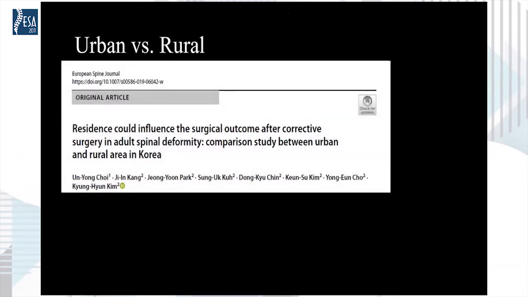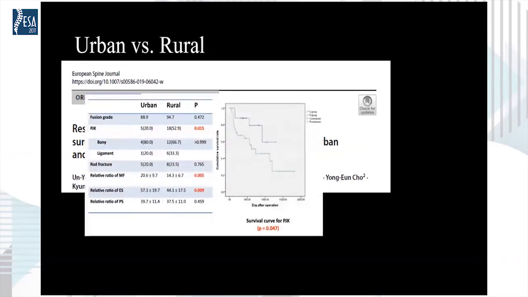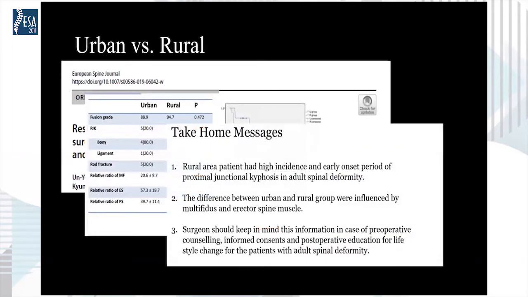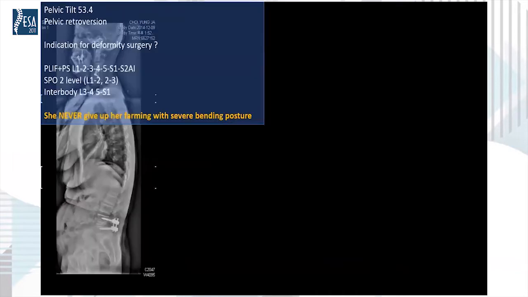Circumstances such as rural or urban lifestyle after surgery are very important factors, especially in East Asian countries. According to our articles about this matter, rural patients have a higher rate of mechanical complications, and it might be caused by lower volume of multifidus and erector spinae muscles.